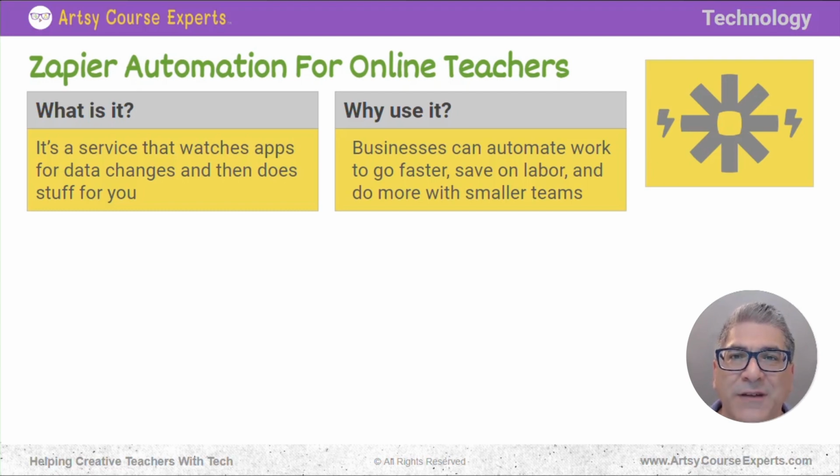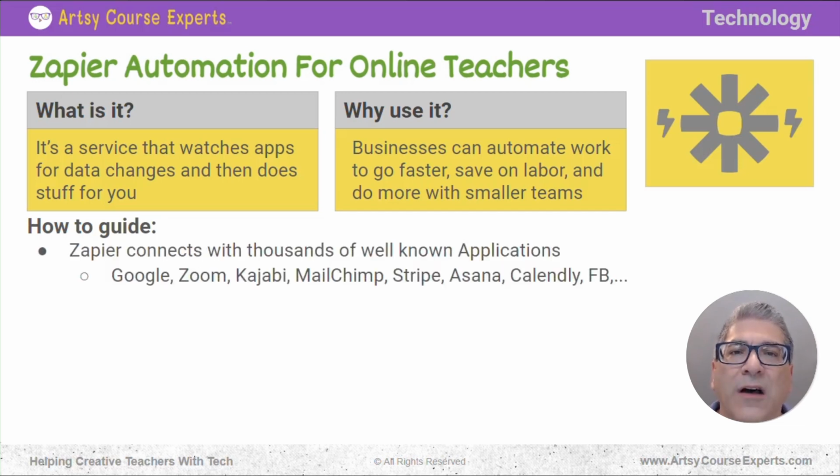Let's go into the how-to guide. So first of all, Zapier connects with thousands of well-known applications. These are all the standard apps that we all know and use: Google, Zoom, Kajabi, MailChimp, Stripe, Asana, Calendly, Facebook, Twitter, and on and on.